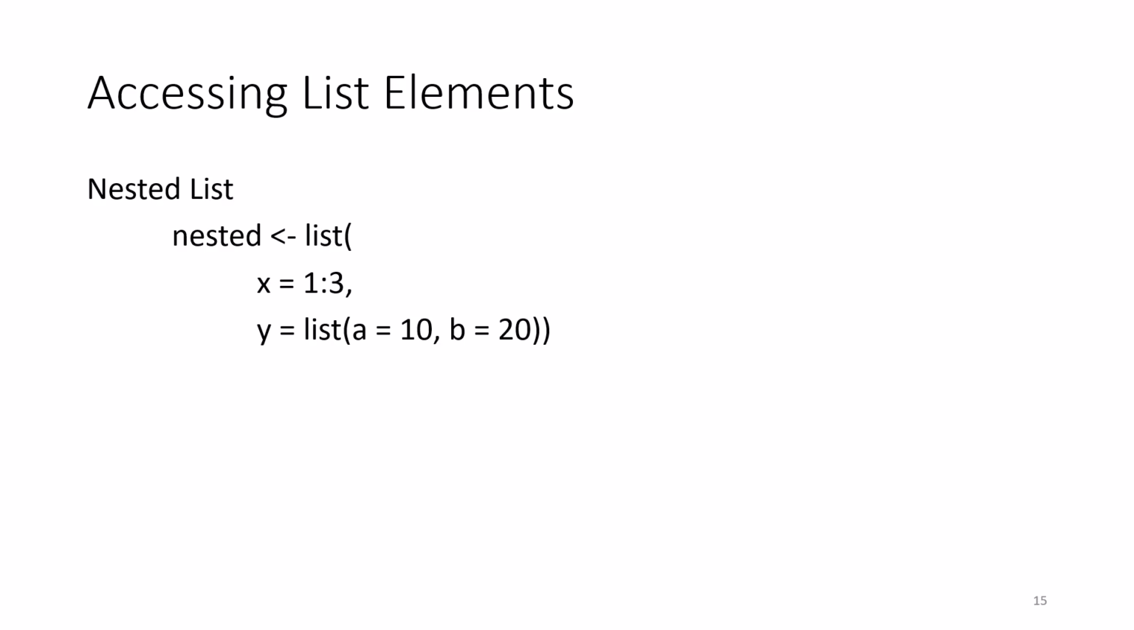A list in R can also contain another list inside it. This is called a nested list. For example, when we write nested = list(x = 1:3, y = list(a = 10, b = 20)), the element x stores a vector from 1 to 3 and the element y stores another list with two values a and b. Nested lists are useful when we want to organize complex or grouped information.